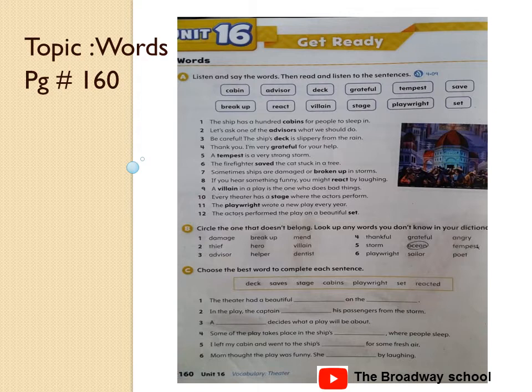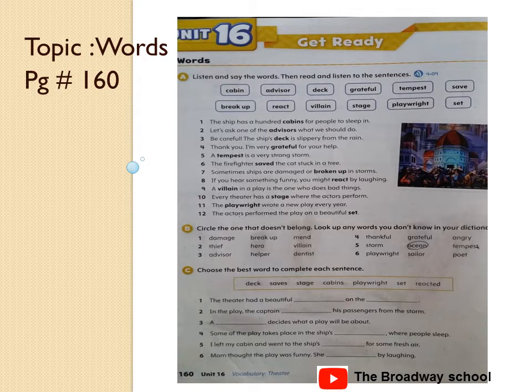Come to exercise B, part B. Circle the one that doesn't belong. Look up any words you don't know in your dictionary. It means that you have to check the meaning if you don't know the meaning of the word. Okay, number 1 is damage, breakup and mend.